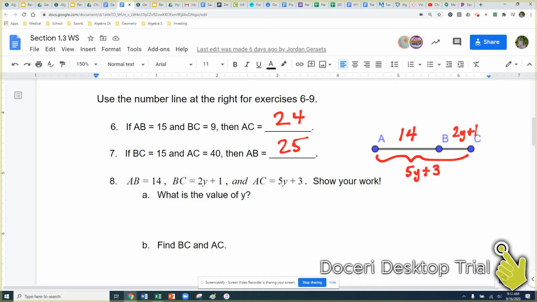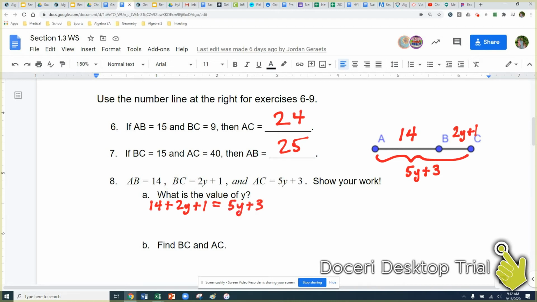We know that the smaller piece, AB, plus that smaller piece, BC, is going to add up to the full length AC. So we now just have to fill in the information we got, which in this case we have some unknowns, but that's fine. We all know algebra, so we can figure that out. So we're going to have 14 plus 2y plus 1 equals 5y plus 3.